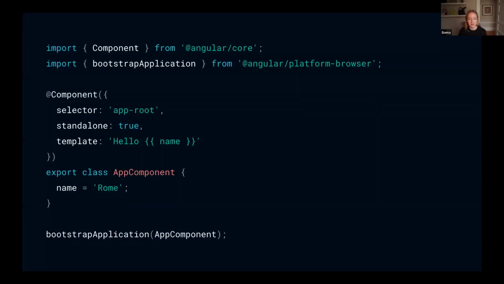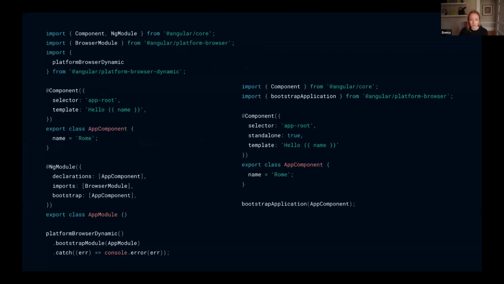And the benefit of that is that with the standalone flag, you're now writing your component and directly bootstrapping it in your application. So you can see that it goes from the code on the left, where you have this module and all this additional learning, to the code on the right. And the big idea here was simplification.